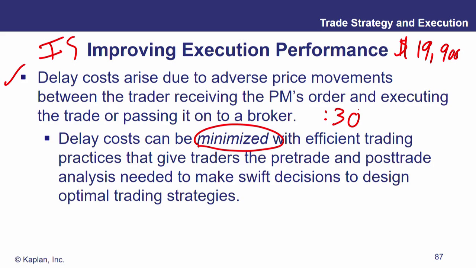Well, we can actually give the trading team more information. We can give them more resources. We can give them pre-trade and post-trade analysis, and then they can make swift decisions. And maybe next time, they can place that trade in 5 minutes or even less. Okay? Then we can analyze opportunity cost.